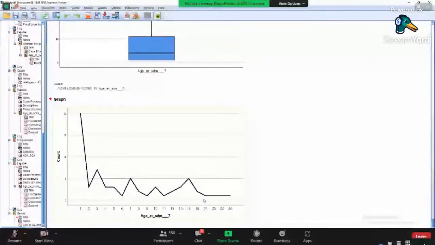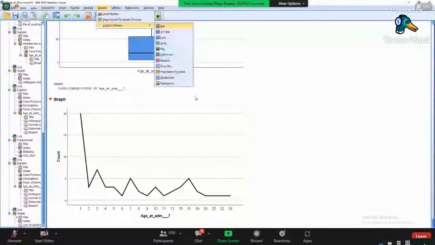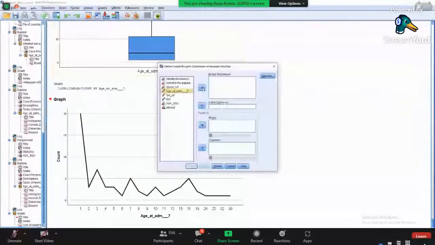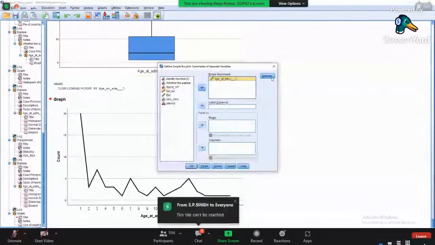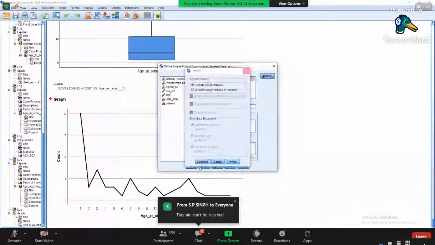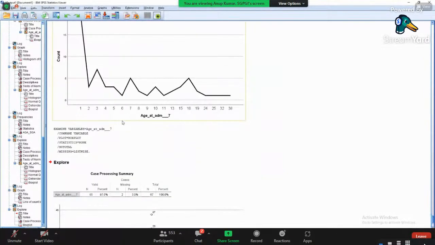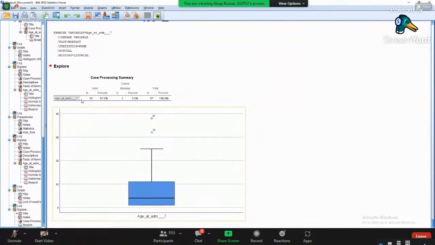Now, how to plot the box plot? Again, go to the legacy dialog, go to box plot, and choose simple box plot. Select summaries of separate variables and then click define. I'm selecting age at admission. Options are here, exclude cases listwise, but I am not doing this. Then I click OK, and it gives me the box plot for age at admission.